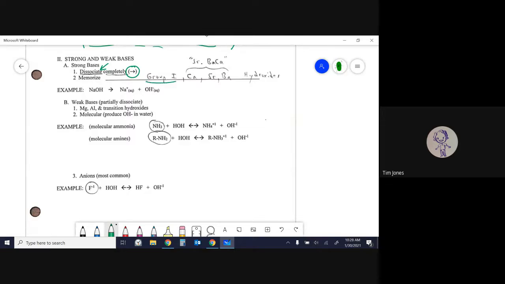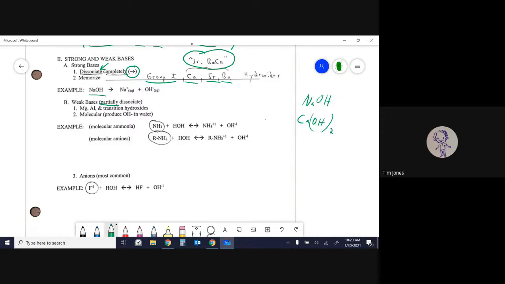So it's group 1 and calcium, strontium, and barium hydroxide, like sodium hydroxide, calcium hydroxide, and so on. A lot of people learn this on the periodic table as group 1 and Sr Ba Ca. It helps them remember those 3 are part of the strong bases. And I have an example of that happening here with sodium hydroxide. All other bases are weak, so we say that they partially dissociate.